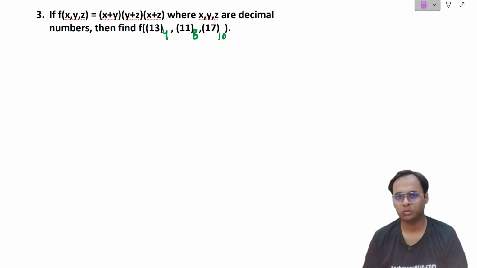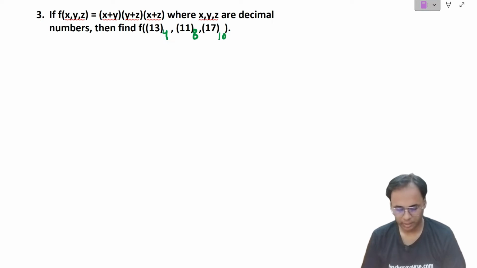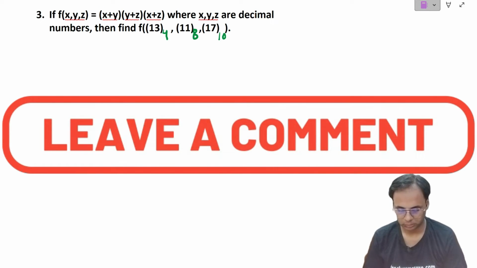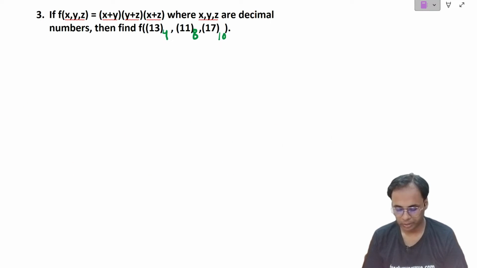So hello guys, let's move on to the next question, which is question number 3. If f(x, y, z) is equal to (x plus y) into (y plus z) into (x plus z), where x, y, z are decimal numbers, then find the function for 13 to the base 4, 11 to the base 8 and 17 to the base 10.